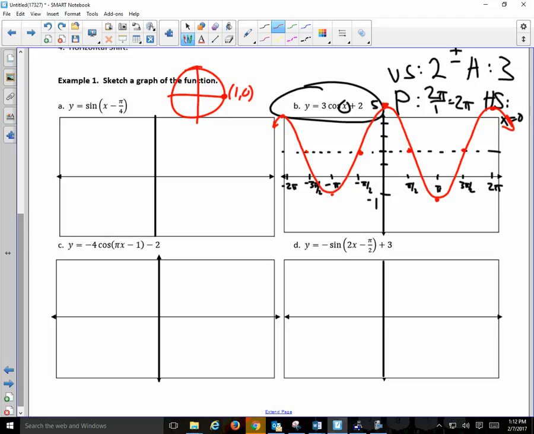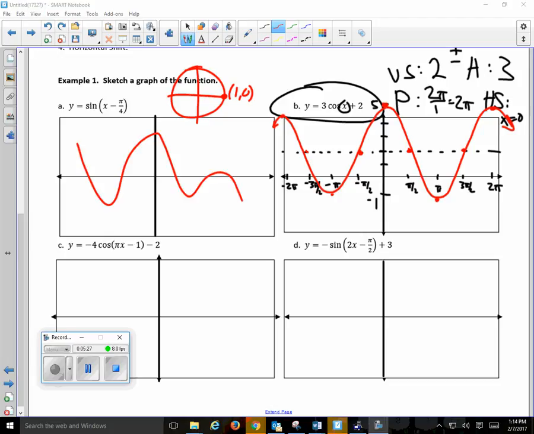Who has an ugly graph? Anybody have an ugly graph? Oh, finger pointing here. All right, let's check out Carter's graph. Everybody can draw. Stick figures.